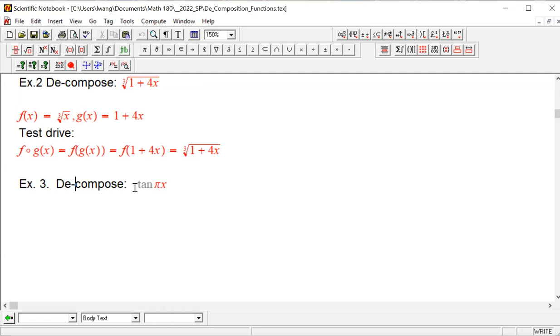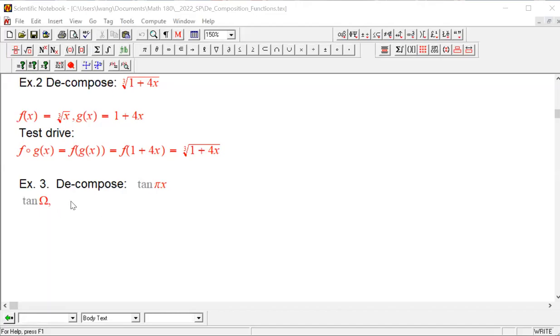Okay. So to decompose tangent pi x, right? I'm going to take this function. Whatever comes after tangent, that's the input. So that input, I'm going to see as a simple form. That simple form, omega, is going to be pi times x. Basically we see tangent, we treat this as one entity and then separate them if needed.